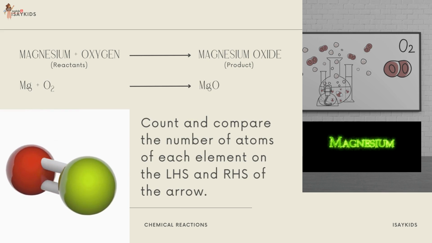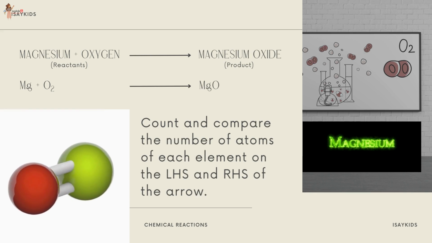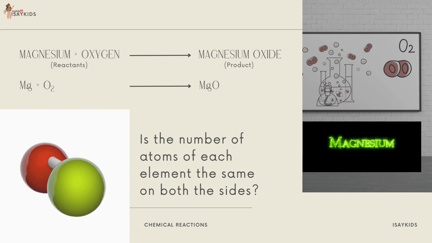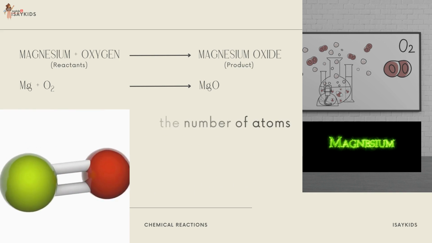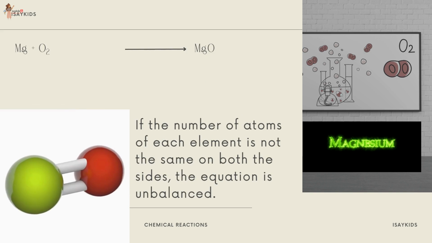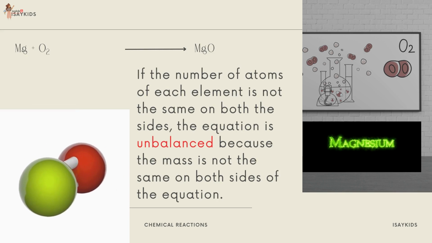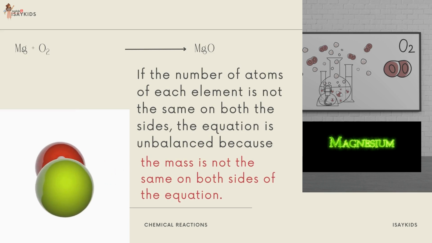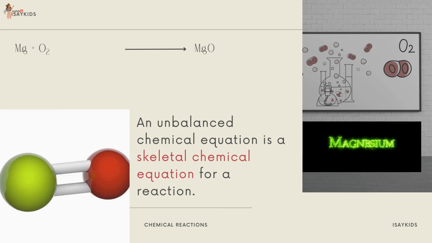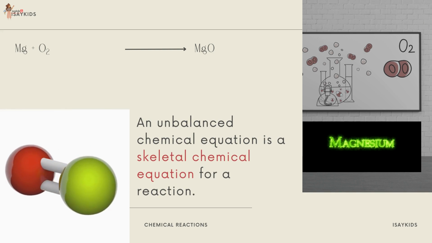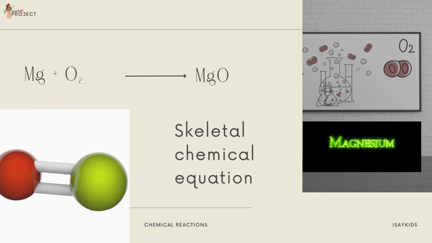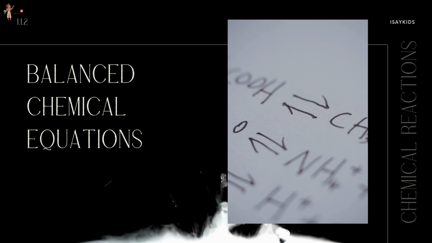Now count and compare the number of atoms of each element on the left hand side and right hand side of the arrow. Is the number of atoms of each element the same on both sides? If yes, then the equation is balanced. If not, then the equation is unbalanced because the mass is not the same on both sides of the equation. Such a chemical equation is a skeletal chemical equation for a reaction, just like the equation for burning of magnesium in air. Now let's see balanced chemical equations.